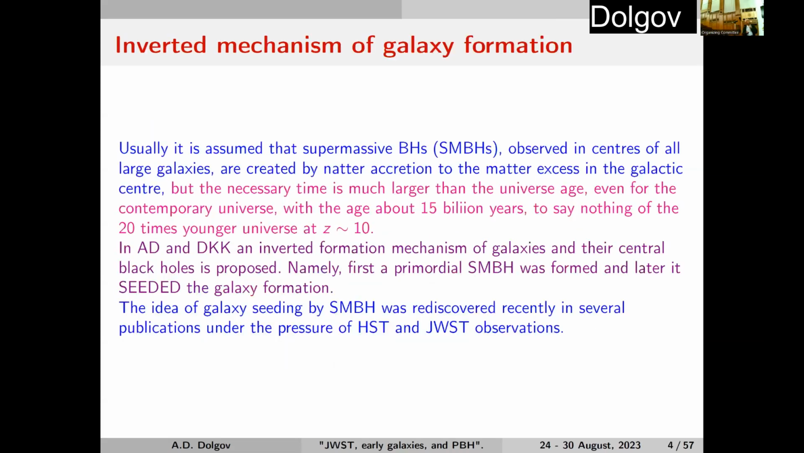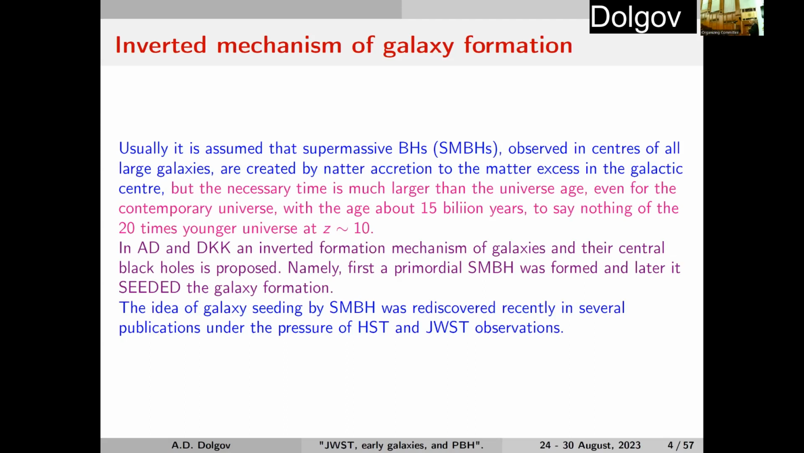Okay, so I already said that we suggested an inverted mechanism of galaxy formation, namely that first a black hole is formed and attracts matter around it to create a galaxy. The standard way is that we have a galaxy with an excess of matter at the center, and there is accretion of matter leading to the creation of very massive black holes, but the standard accretion mechanism is short by approximately an order of magnitude, even in contemporary galaxies, to create such huge black holes living in galactic centers.